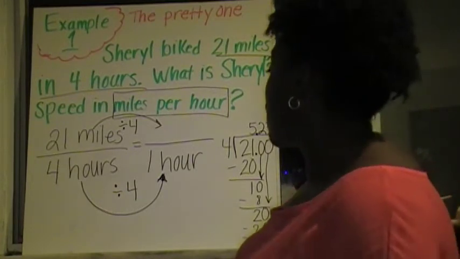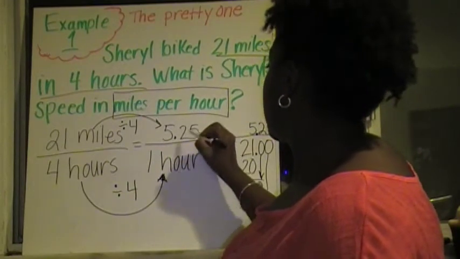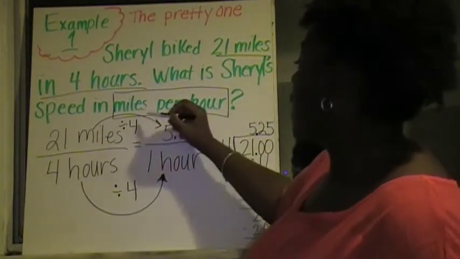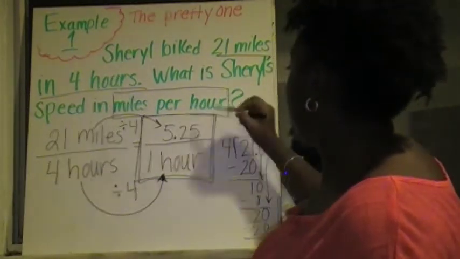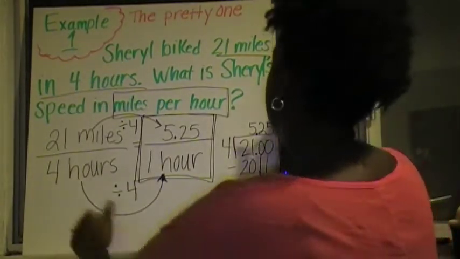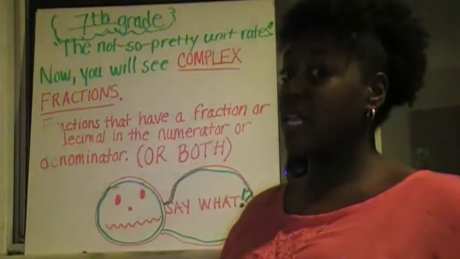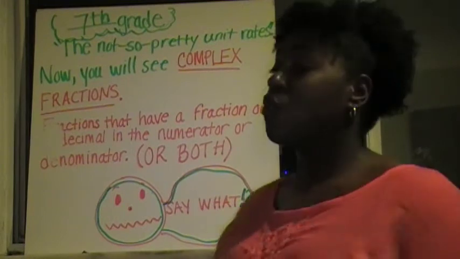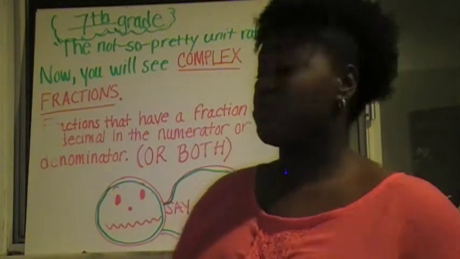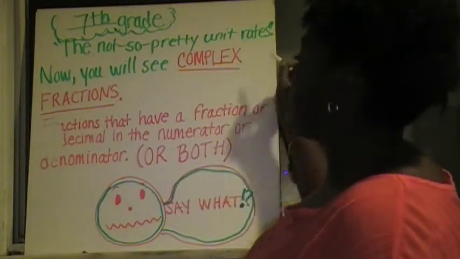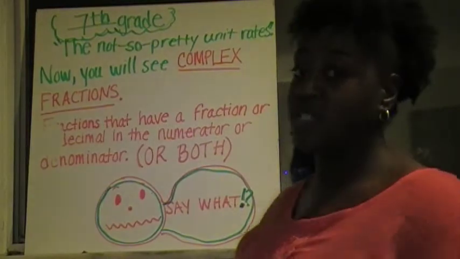This is the pretty one. So my unit rate is 5.25 of a mile in 1 hour. So that's how far Cheryl can bike. This is my unit rate. But now, as we were saying, 7th grade, we're going to see some things that are not so pretty and not so easy, like Cheryl's biking. So the not so pretty unit rates. Now you're going to see complex fractions.